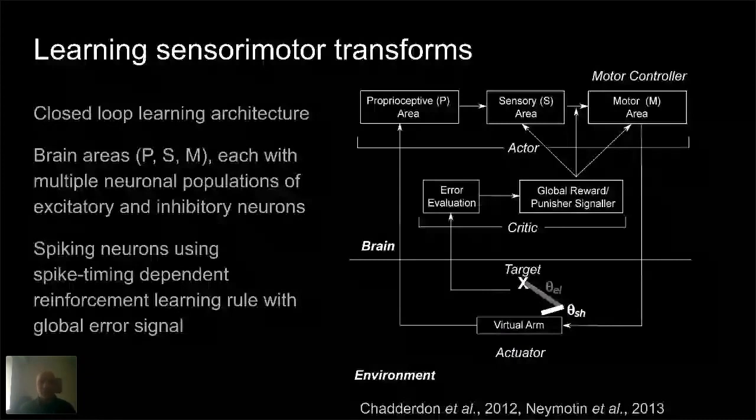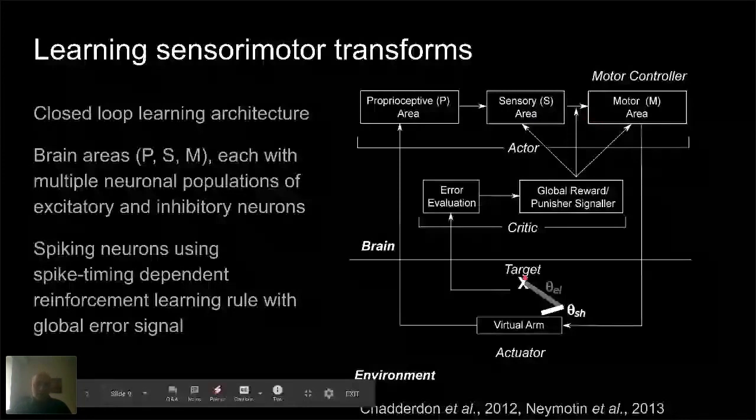So this was a model from almost 10 years ago, back in 2012. We built this model of multiple areas, a sensory motor cortex model, and we were trying to train it to control a virtual simulated arm to reach towards a target. And this is a fixed target here.